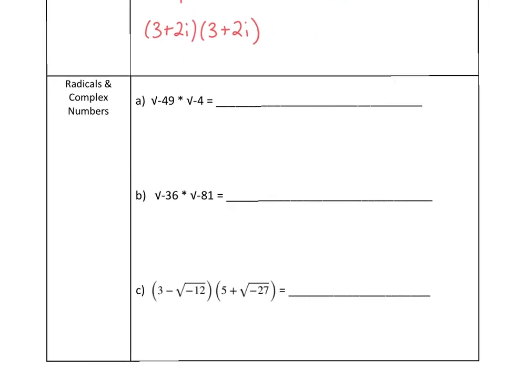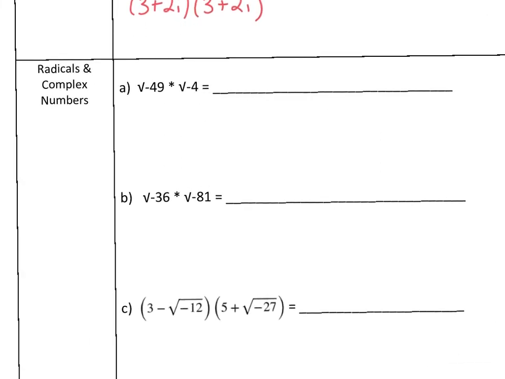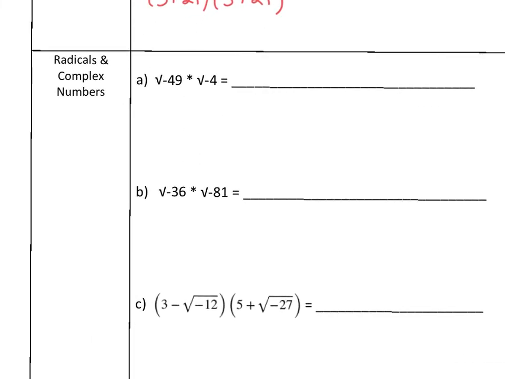Now we've got our radicals here. So we're just going to be putting them into imaginary numbers, and seeing what we get. So let's break these down. Square root of negative 49 times square root of negative 4. We'll break down 49 into 7 and 7. We'll make sure we pull the i out too. So that just becomes i times 7, right?